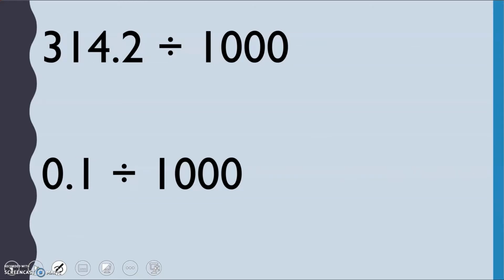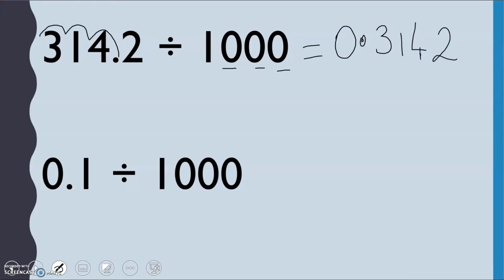Hopefully we can work out then what our rule is this time. With dividing by 10, we moved that decimal 1 place forward. For 100, we moved it 2 places forward. For 1,000, we've got 3 zeros. So 1, 2, 3. 314.2 divided by 1,000 then is going to give us 0.3142.